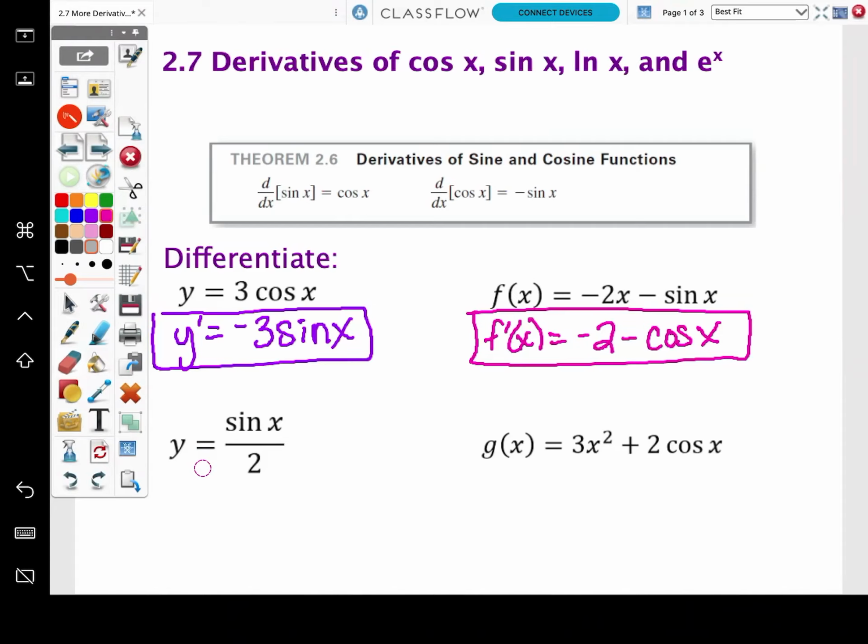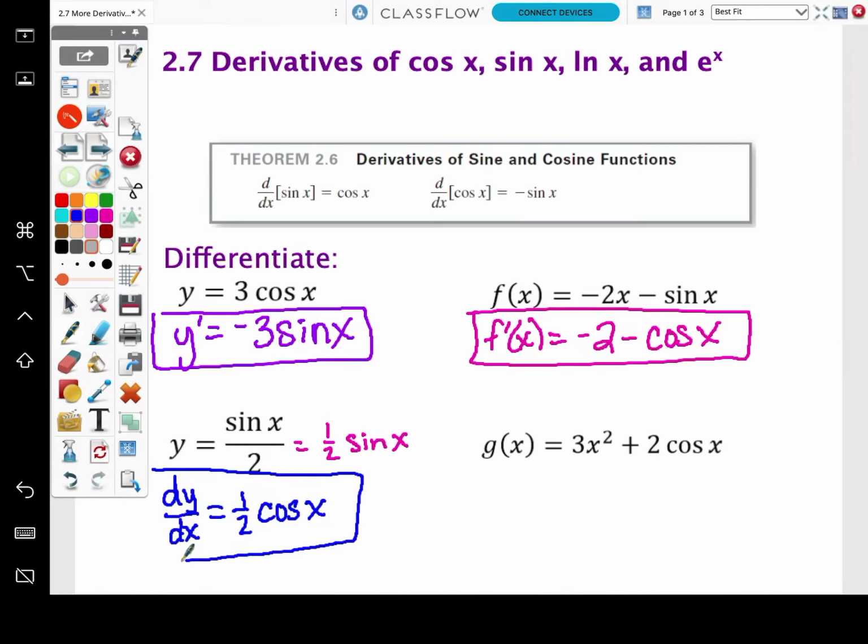This y equals sine x over 2. Now it's not x over 2, it's the entire sine x over 2. So if you're going to differentiate this one, you should be thinking like 1/2 times the sine of x. That's how you want to think about that one. So dy dx for a little notation flavor there. Derivative of sine is cosine, multiplied by 1/2, so 1/2 cosine x. How you feel about those? Pretty good? Try out g of x, find g prime over there.